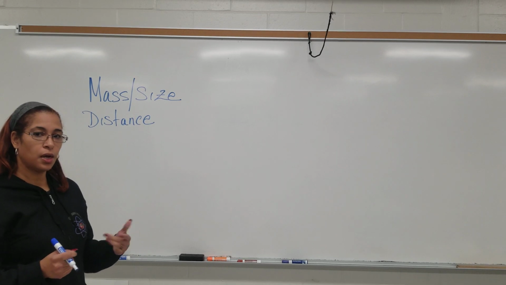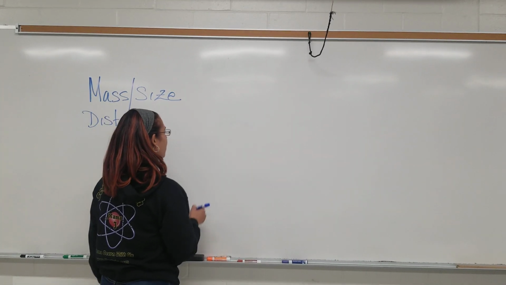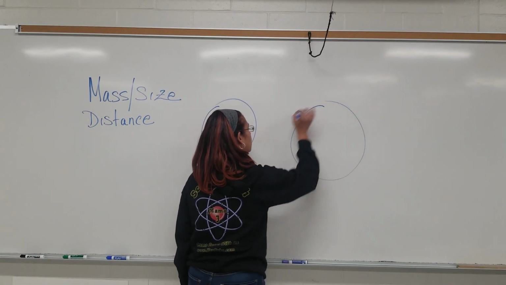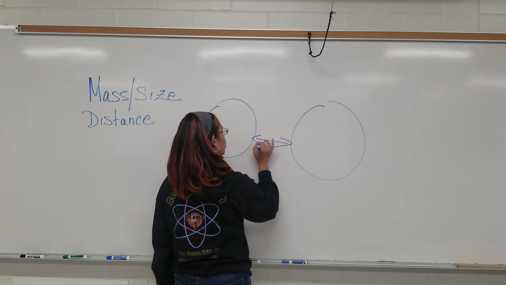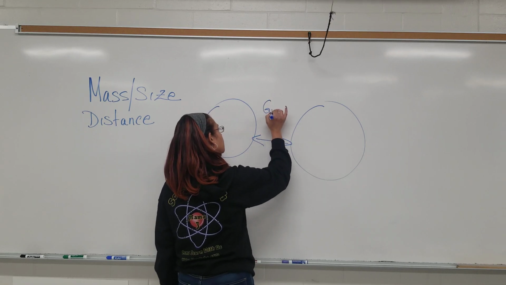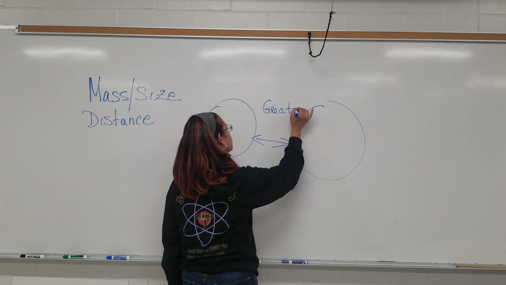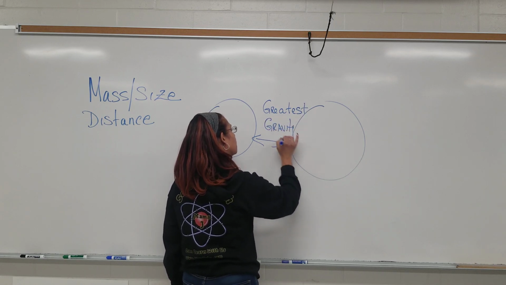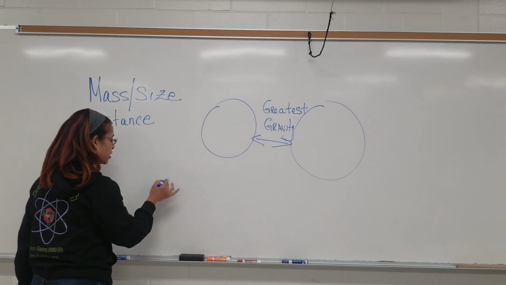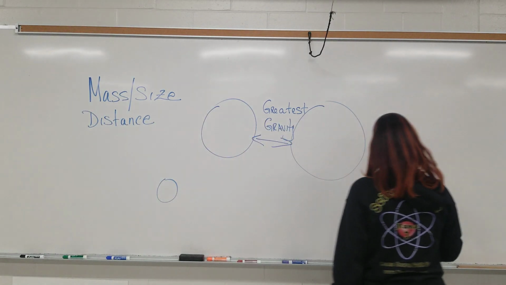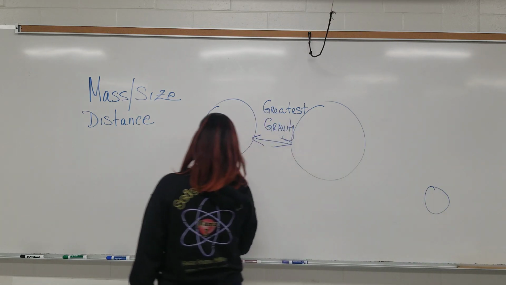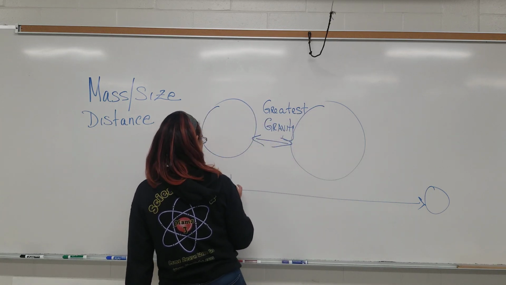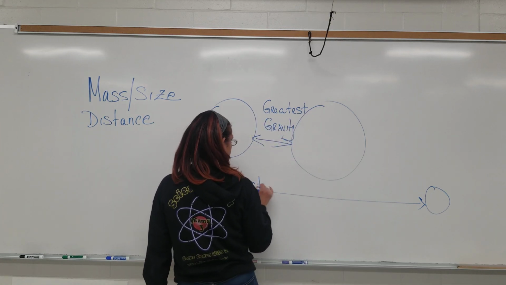So if you were to look, two objects that are really large and close together will have the greatest gravitational pull, so greatest gravity. Two objects that are small and far apart will have the lowest gravitational pull.